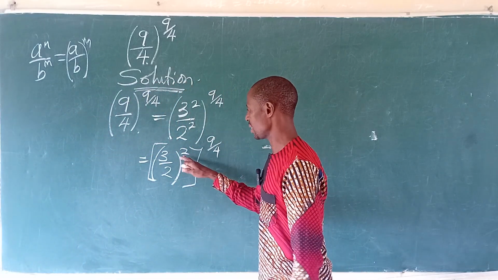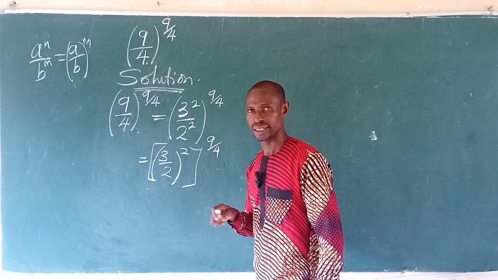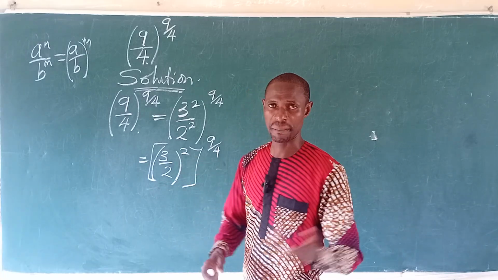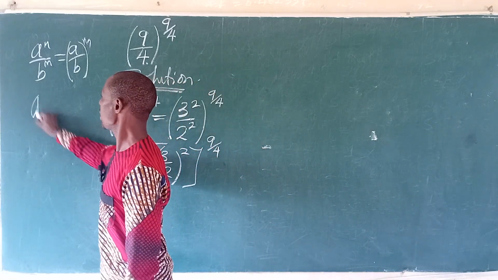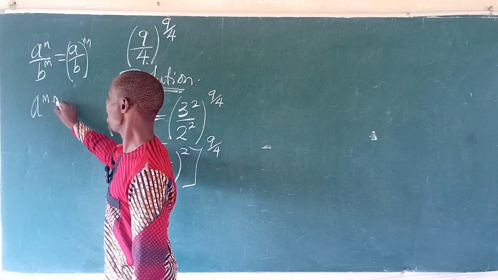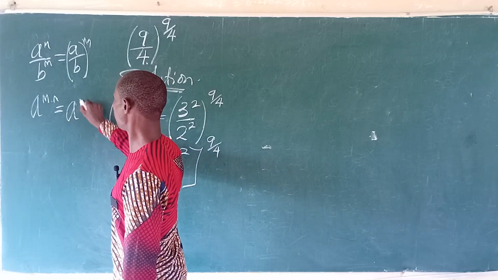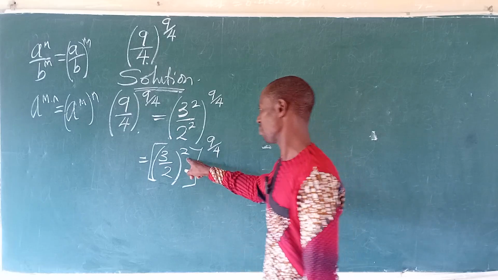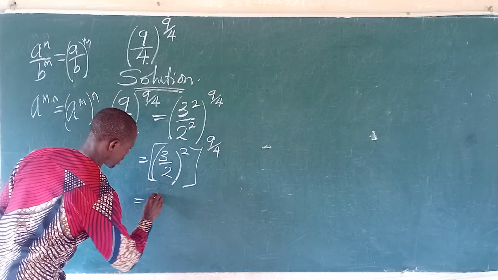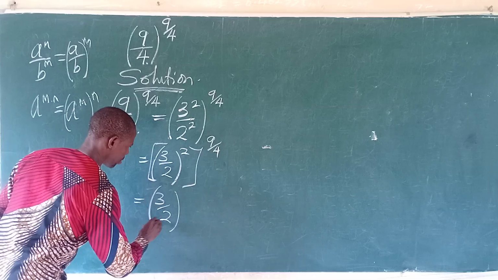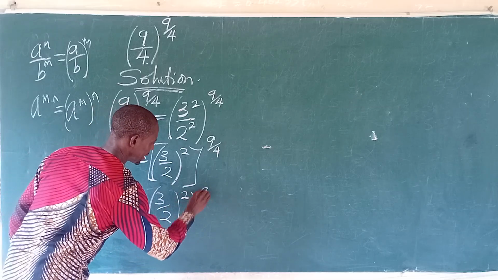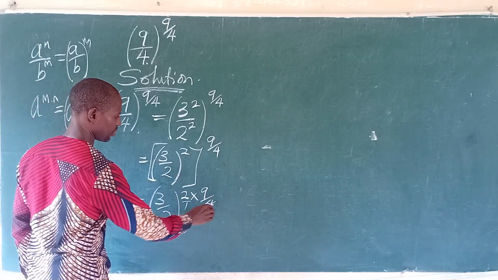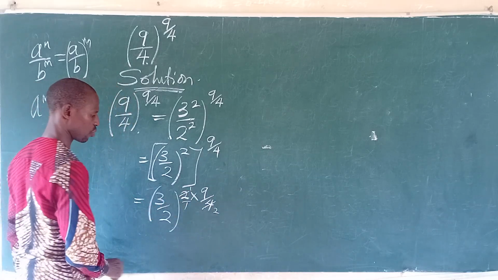Now from here, this is an exponent, this is an exponent, and this is the base expression we have here. So we can multiply these two, applying the law which says that a to the power of m times n is equal to a to the power of m, in bracket, raised to n. If we do that, we can multiply this out to give us (3/2) raised to the power of 2 times 9/4, this is all over 1. And so 2 here will give us 2, 2 here will give us 1.